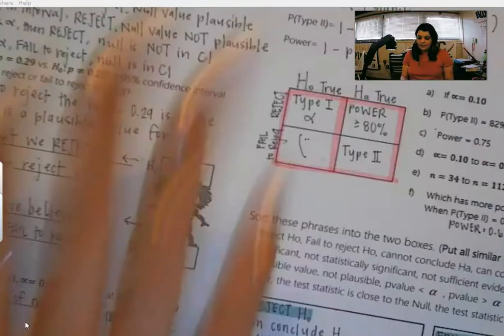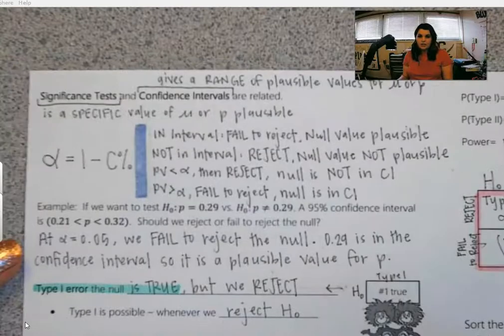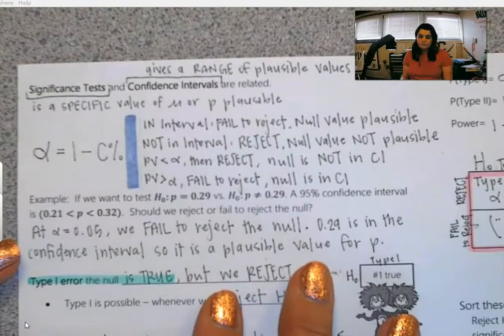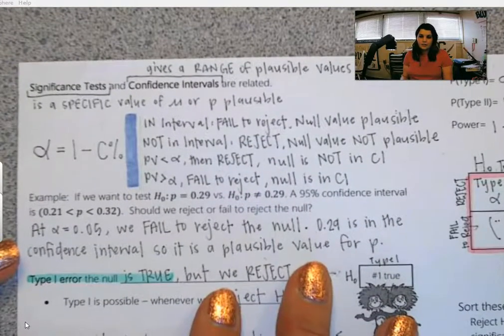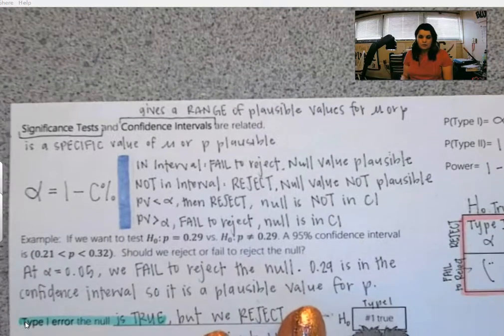Okay, the back side, the first part is the connection between significance tests and confidence intervals. Sorry, my face is in the way probably.